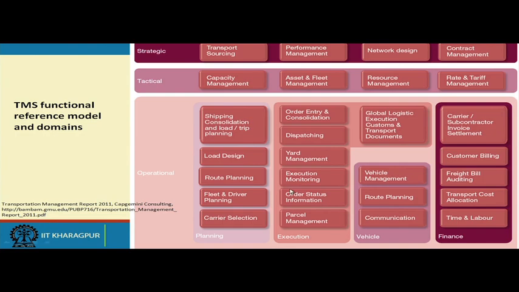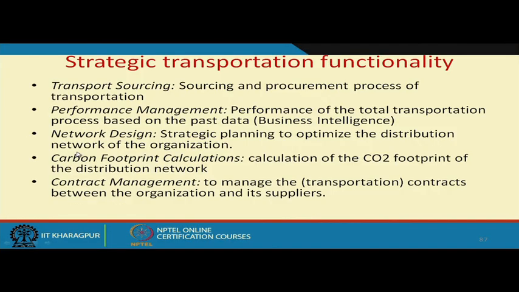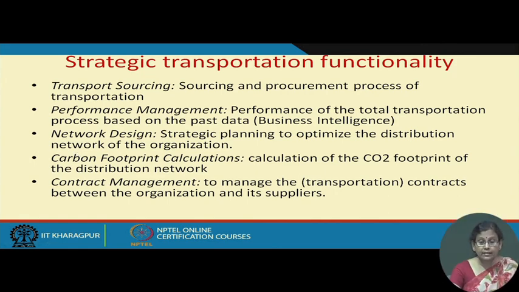If we look at this, it can be strategic, tactical and operational, and they span over various departments: planning department, execution department, vehicle management department, finance department and so on. So, let us individually see at each level what are the various functions which are part of a typical transportation management system. So, first one is the list of the strategic activities which are part of a transport management system.